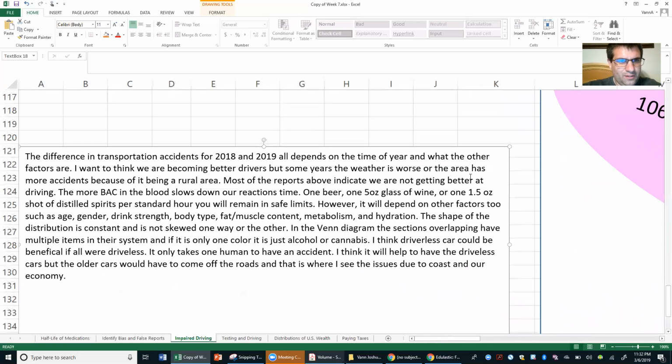The difference in transportation accidents for 2018, 2019 all depend on the time of the year and what the other factors are. I want to think we are becoming better drivers, but sometimes, or some years, the weather is worse, or the area has more accidents because of being a rural area. Most of the reports above indicate we are not getting better at driving.